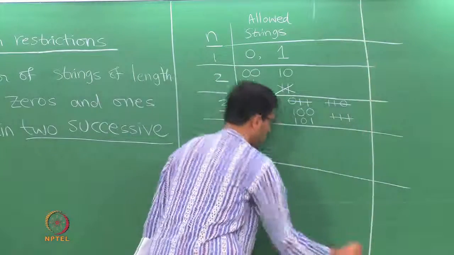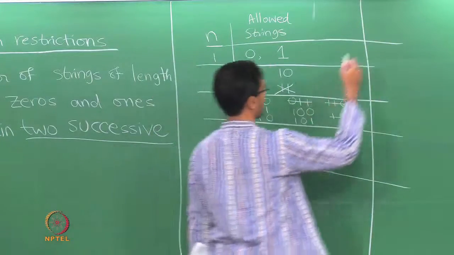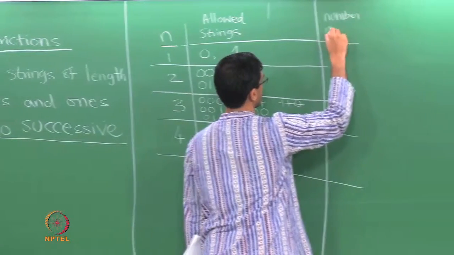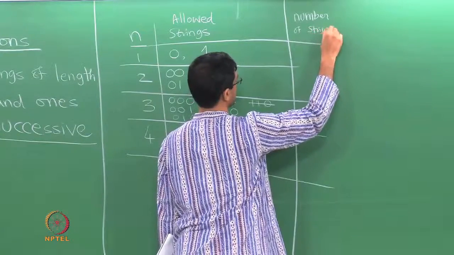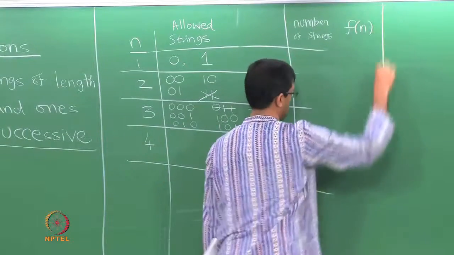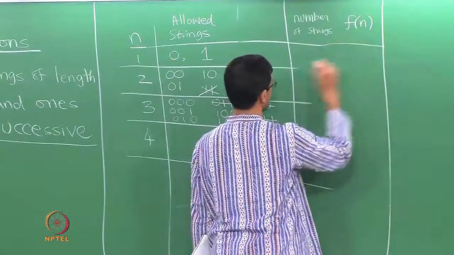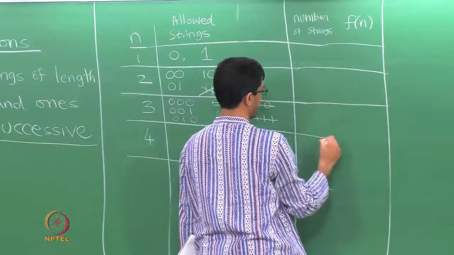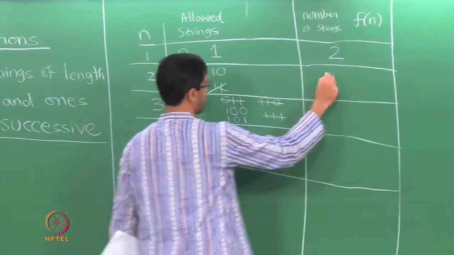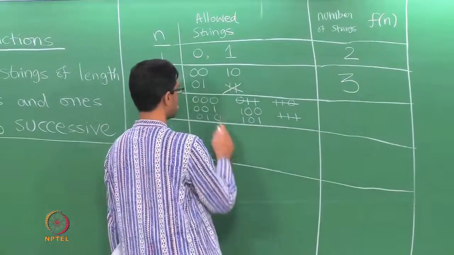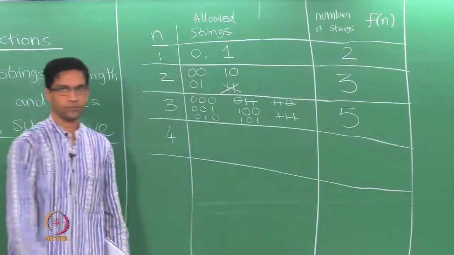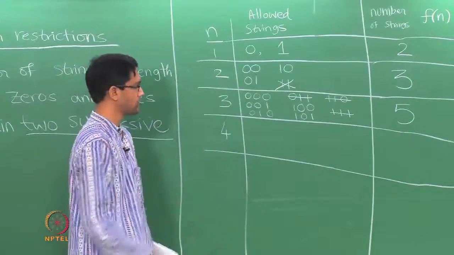And so let us also do the following. Let us count the total number of allowed strings. So let us call this number f of n. So remember, the number of allowed strings depends on n, of course. So f of 1 is 2, f of 2 is 3, there are 3 allowed strings, f of 3 is 5, and so on. Okay, so far we have figured out what happens in the initial cases.